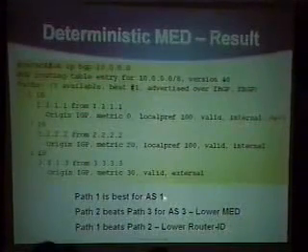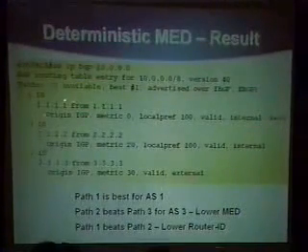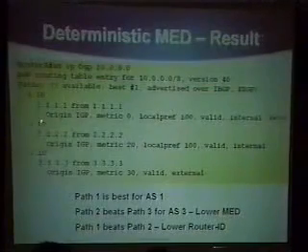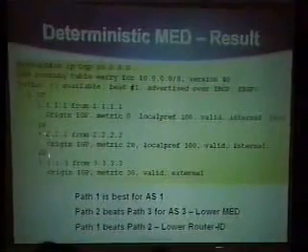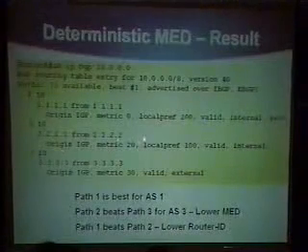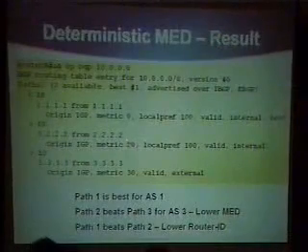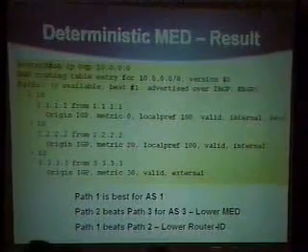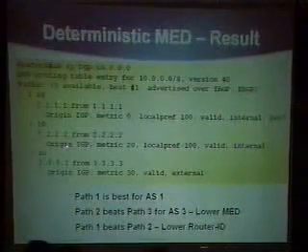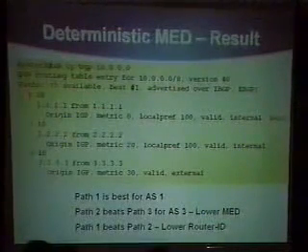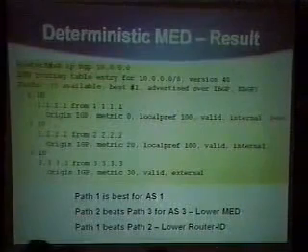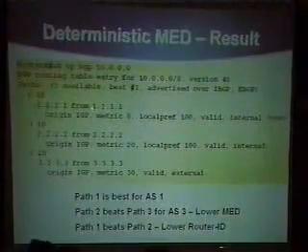Path 1 is best for AS1. Okay? That's the best path for AS1. For these two, well, path 2 will beat path 3 because this has got a lower MED. Okay, this one beats that one because the MED here is lower. And path 1 will beat path 2 because it's got a lower router ID. So this one will always be the best path.